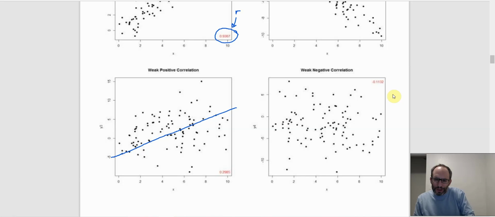This one is a weak negative. I guess if you were going to draw in a best fit line, it probably goes kind of like this. Where then you got a lot of points that aren't really close to it, right? I mean, that's really not a linear shape in that scatter plot either.